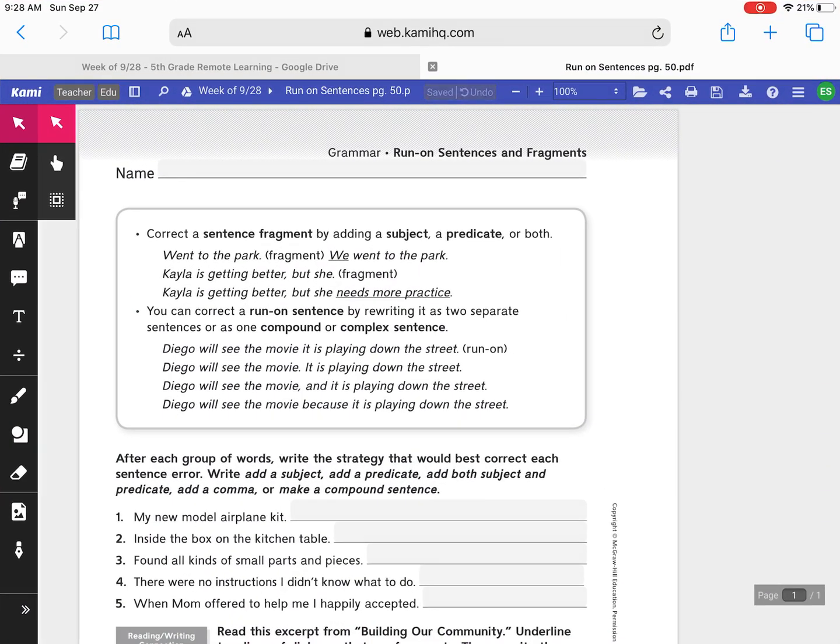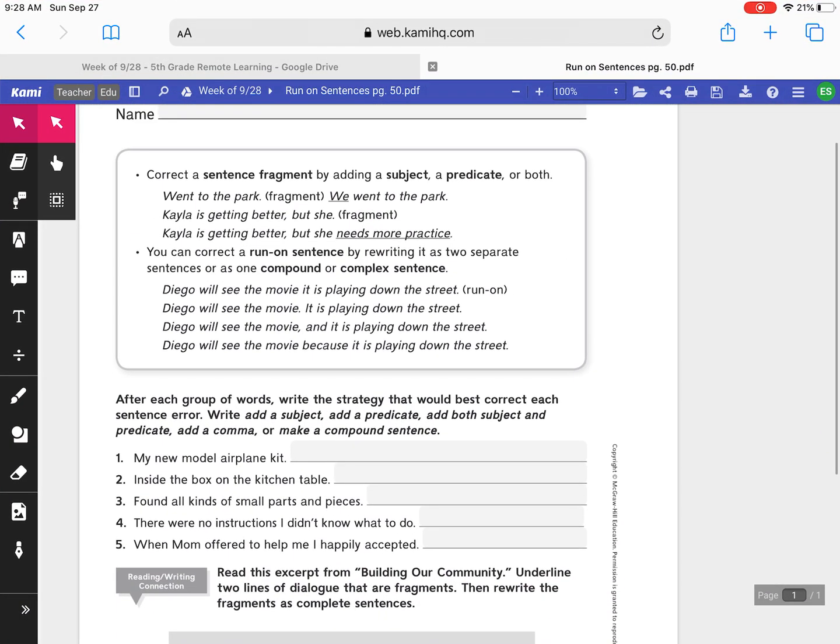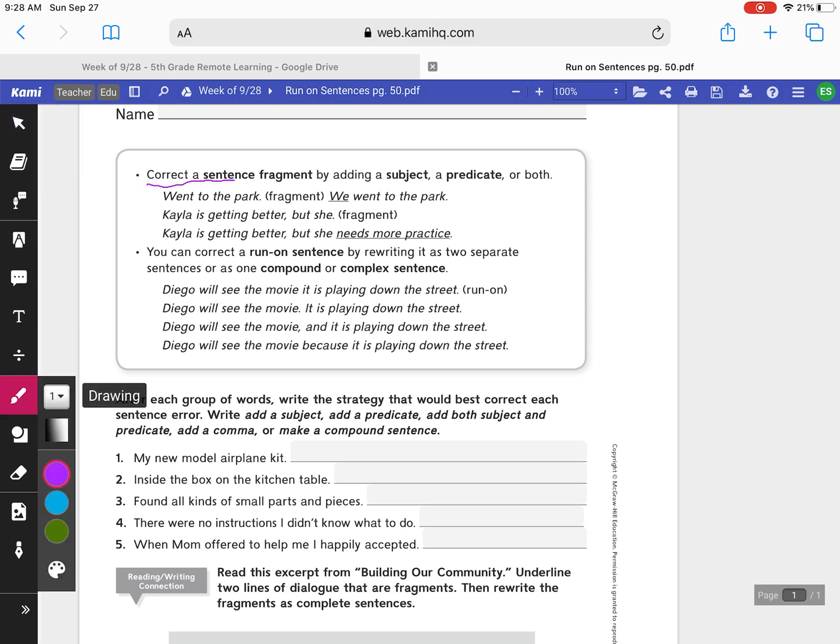However, your work today is a little bit trickier. Let's just read the directions because those are the most important thing on this, I think, today. It says to correct a sentence fragment by adding a subject, predicate, or both. So they're saying that in order to correct some fragments, we need to either add a subject, and in this case, this one's a subject. Went to the park. We don't know who went to the park, therefore it's a fragment. They added the we. We went to the park. Now it makes sense because we have a subject.